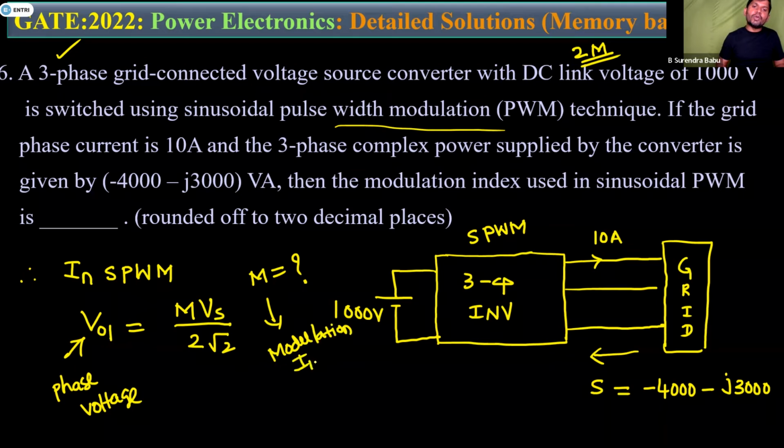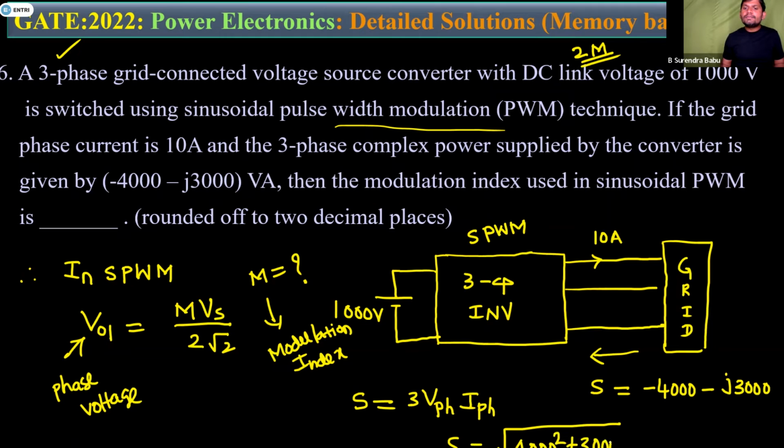If you want to calculate the modulation index, I need to find the phase voltage. To find the phase voltage, the complex power is already given. Apply the concept of the active power equation or apparent power equation. I am directly applying the apparent power. The apparent power equals 3 into V phase into I phase. What is the apparent power, students? Square root of 4,000 square plus 3,000 square, which is equal to 5,000.